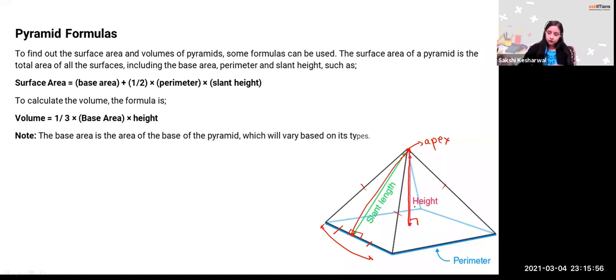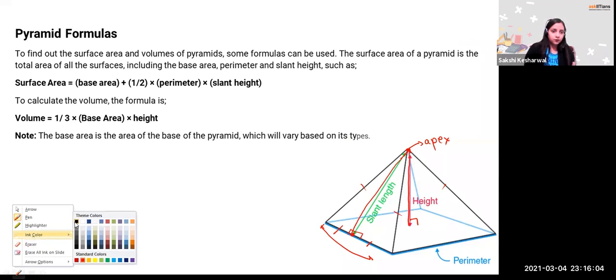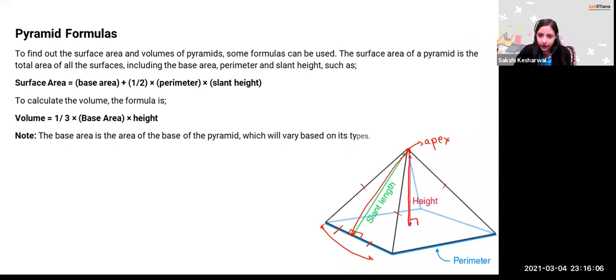And now, over here, one more thing you should know about it: if you join the slant height, see over here, if you see this entirely, the slant height is going to be a midpoint.